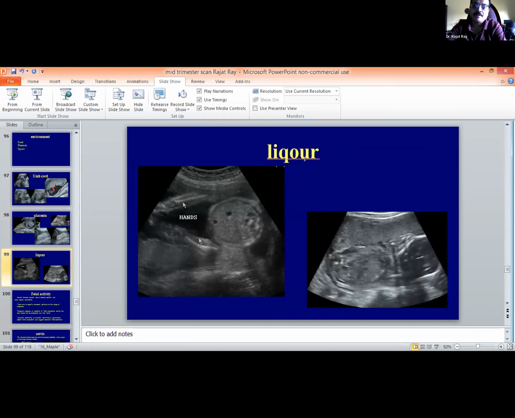Then look at the liquor. In this mid trimester, it is mostly a subjective assessment. In this case, we are seeing a good amount of liquor, whereas in this case, we are not seeing any liquor around, very little liquor. So it is oligohydramnios. And if we are going to do an objective assessment, we usually do the single deepest pocket method, where we measure the deepest pocket in the area, which should be between 2 to 8 centimeters.